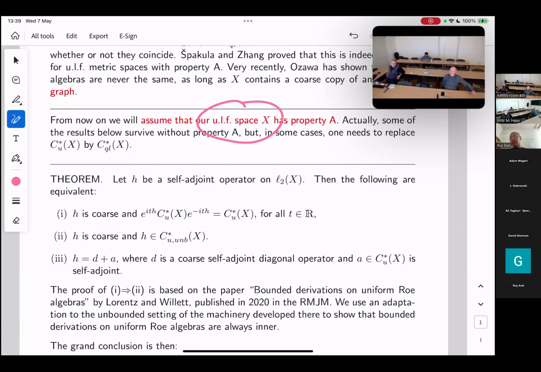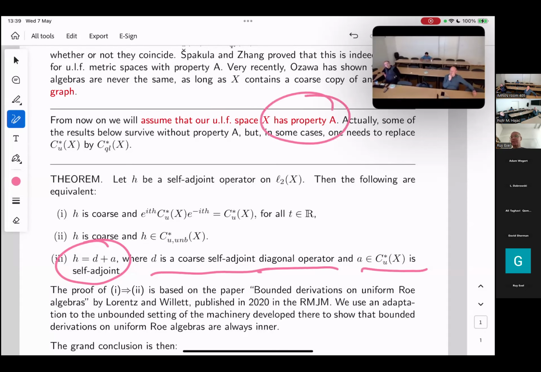And there's an extra condition which says that question A is answered affirmatively if and only if H is the sum D plus A, where D is a coarse self-adjoint diagonal operator, of which we know everything about, and A is an actual element of our C-star algebra, a self-adjoint element. All of this is under property A.